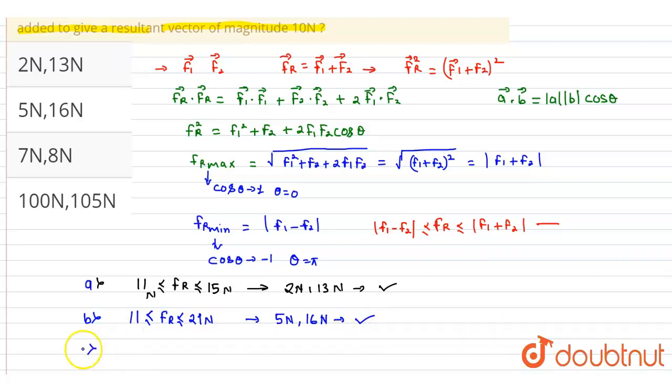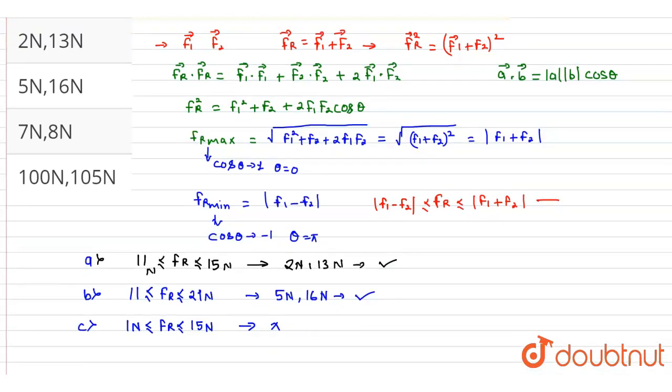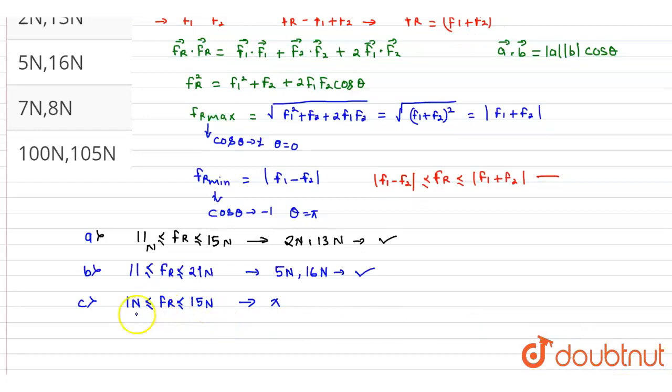Now third option, 7 Newton and 8 Newton. So the minimum value for 7 Newton and 8 Newton, F1 minus F2, is 1 Newton, and the maximum value, F1 plus F2, is 15 Newton. So 10 Newton exists between 1 Newton and 15 Newton. So this pair can give a resultant vector of magnitude 10 Newton. So it is not true. We have to find those pairs which cannot give a resultant vector of magnitude 10 Newton.